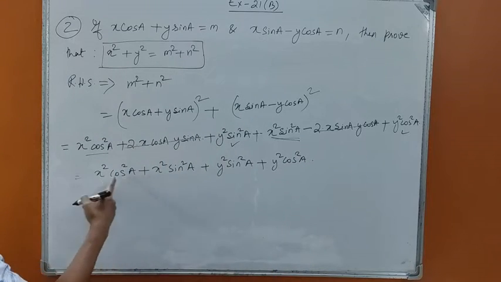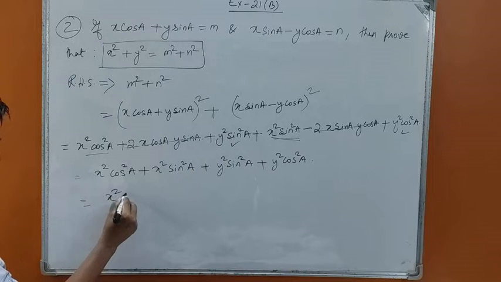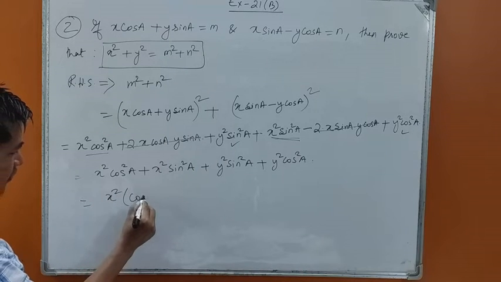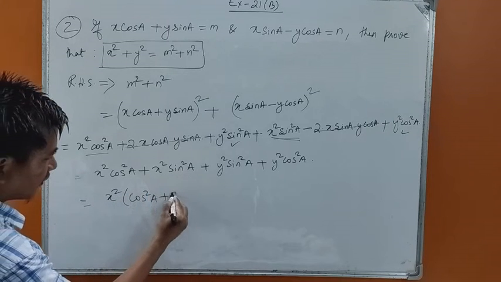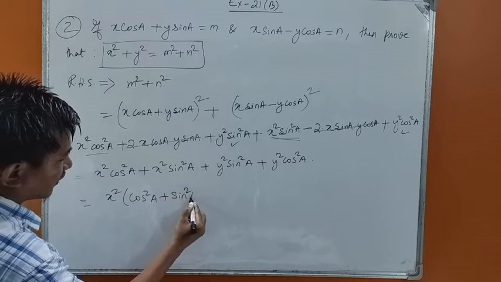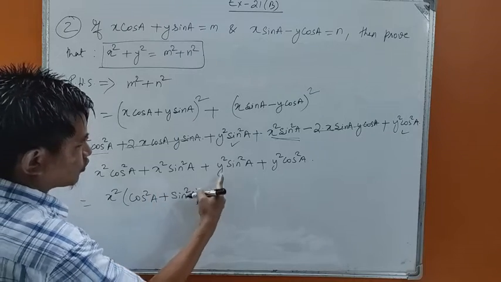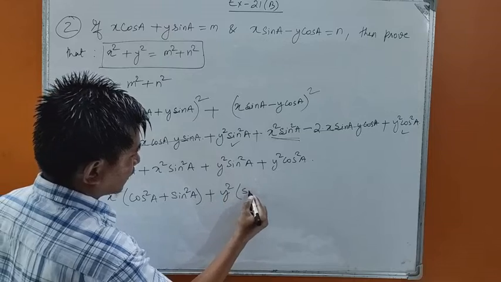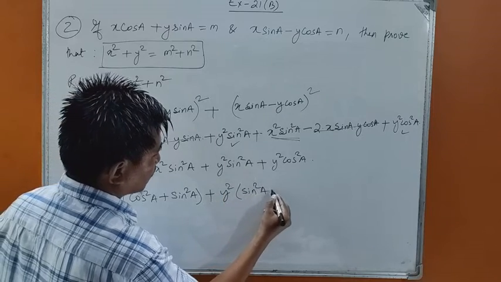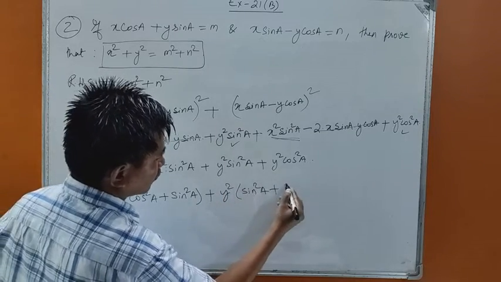So x square can be taken common. Within the bracket remains cos square a plus sin square a. Then we can take y square common from here, so within the bracket remains sin square a plus cos square a.